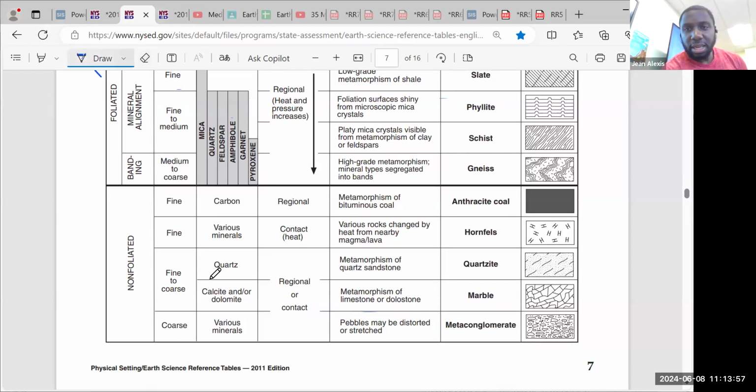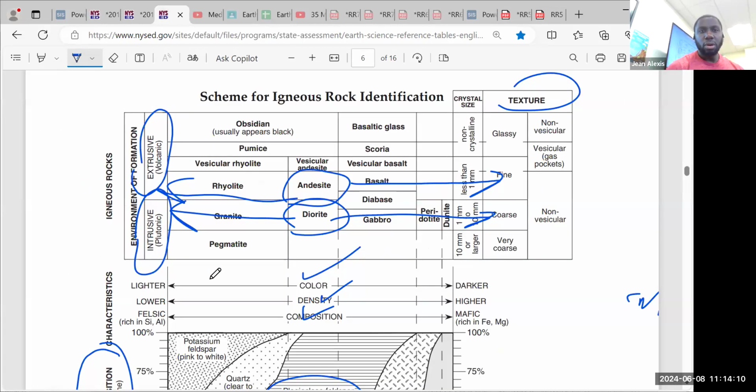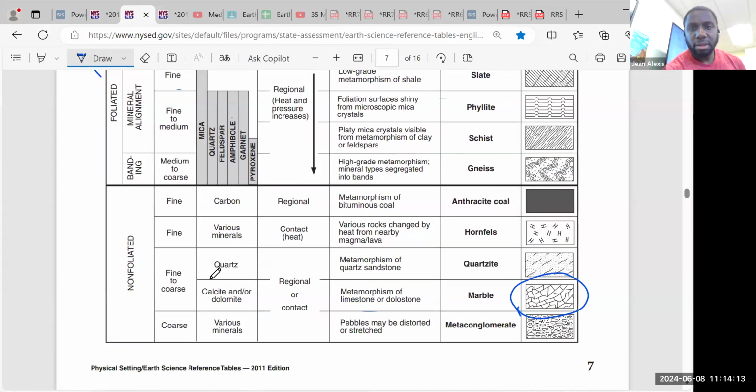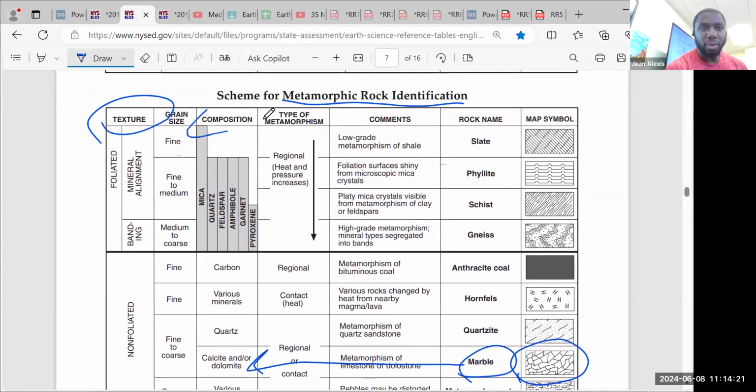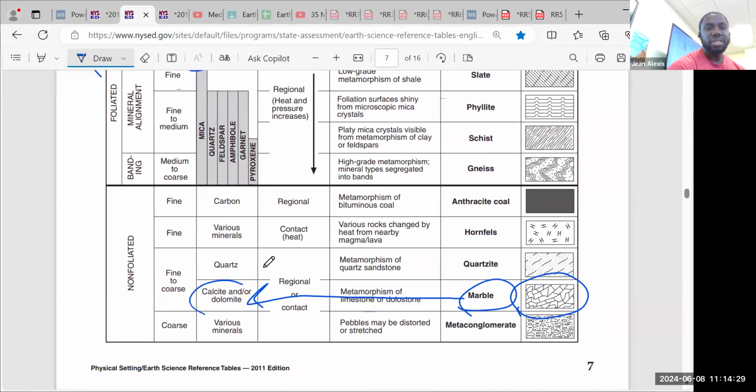So if you see the symbol for location A, it is marble. It has the same symbol. From there, looking at page 7, we look at marble and we look at composition. Remember, when you're dealing with rocks, the composition talks about the minerals it's made up of. That's why you could have said calcite and or dolomite.